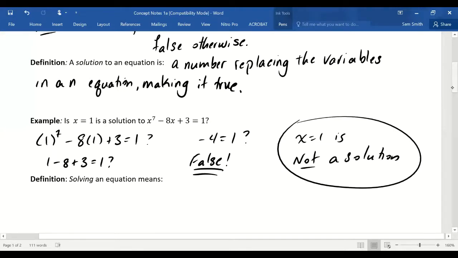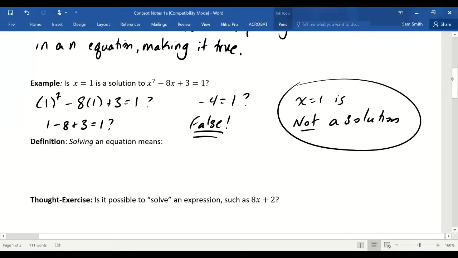Okay, now when you're asked to solve an equation, your job then is to find, to describe, or to list all possible solutions to an equation. Tell me every possible way to make the equation true.